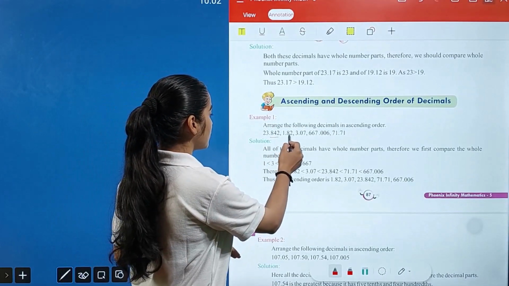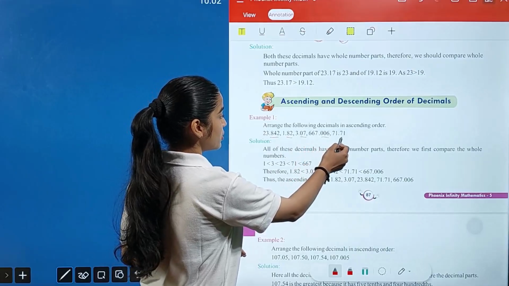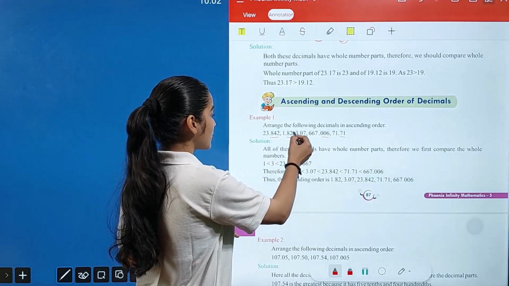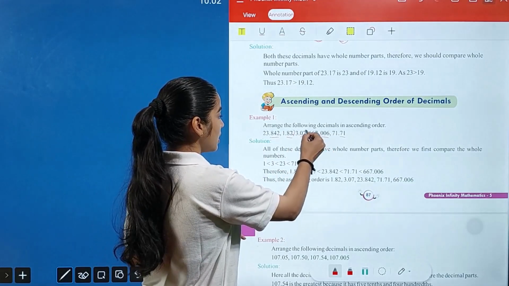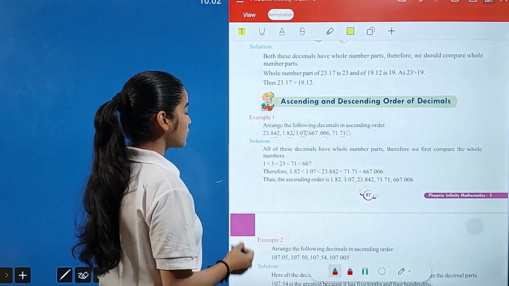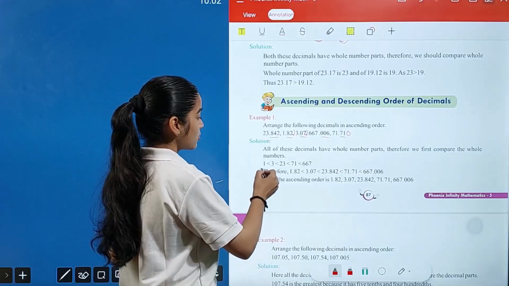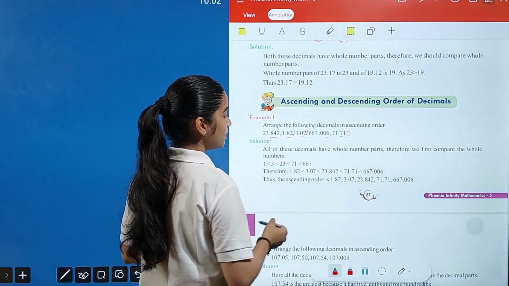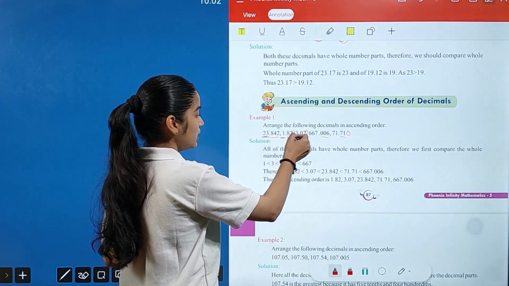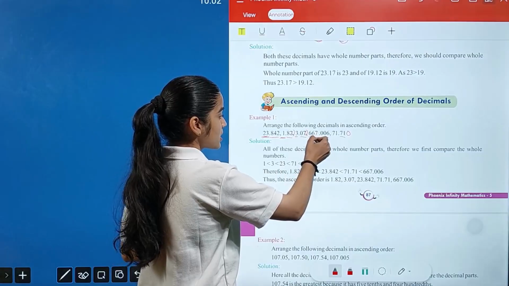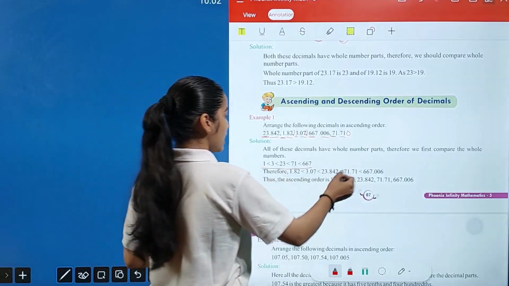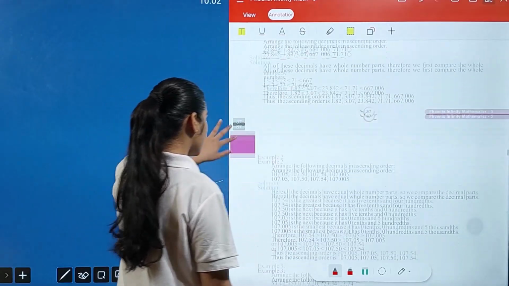So here we have 3 digits, 2 digits, 2 digits, 3 digits, 2 digits. First we convert them into like fractions. How can we convert them into like fractions? By adding a 0 where we have fewer digits. So it will convert them into like fractions. Now we have to see the numbers after the point. All of these decimals have a whole number part, therefore we first compare the whole numbers. So here we have 23, 1, 3, 667 and 71. So this is our form. Therefore this is the ascending order of the comparison of these numbers.